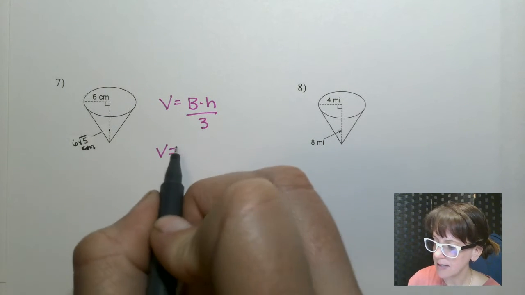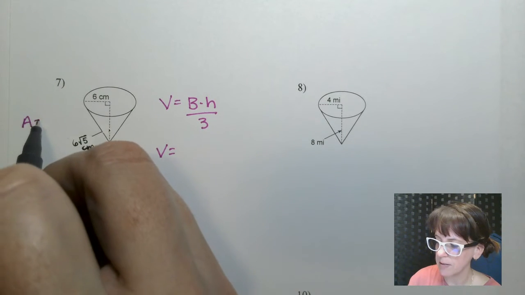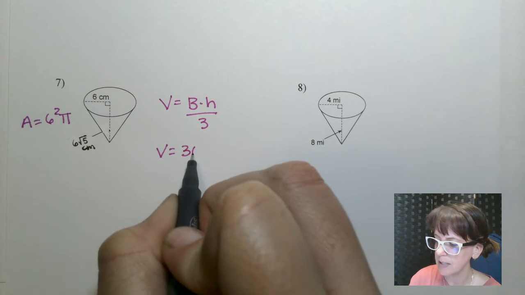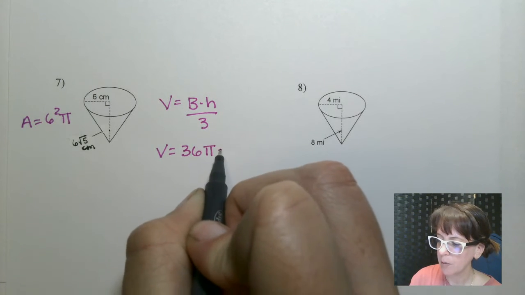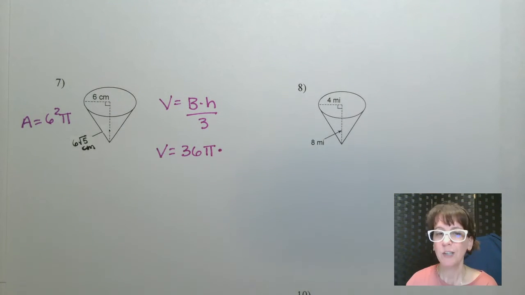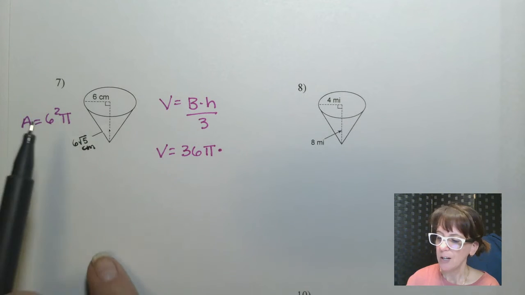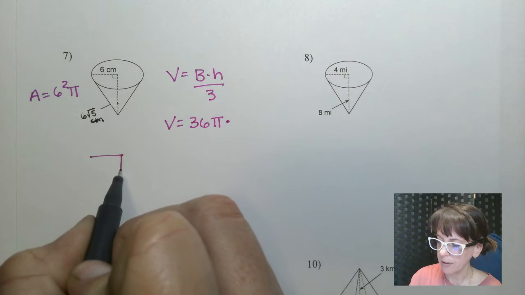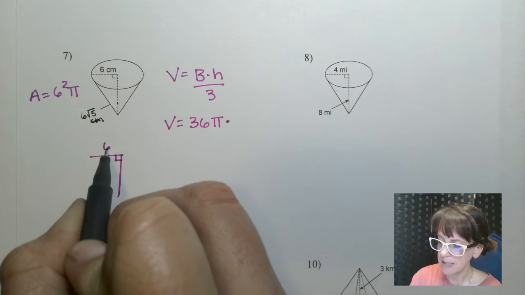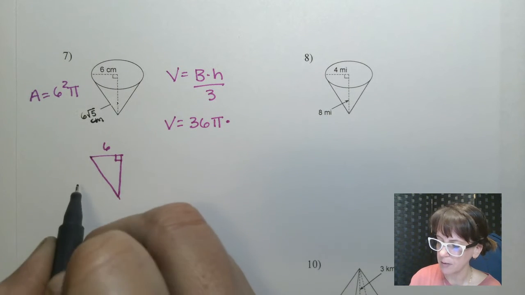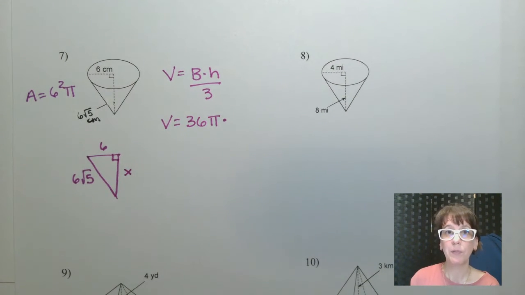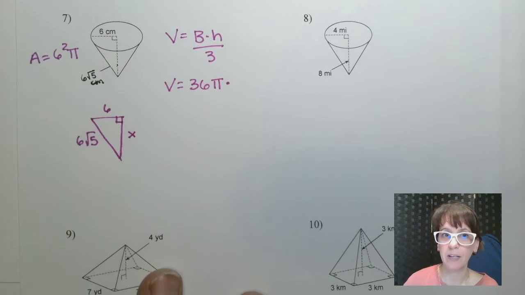So let's do a little side work over here. Radius is 6 squared times pi, so that's going to be 36 pi. And we're going to multiply it by the height, which you'll notice is missing here. So we have to do a little side work to find the height. We have this right triangle that looks like this. We know this is 6, and we know this hypotenuse is 6 root 5. So what does that make this leg over here? Remember, you can use the Pythagorean theorem.